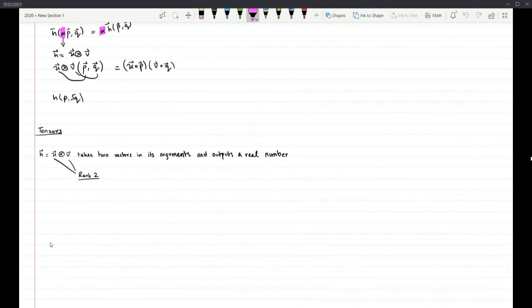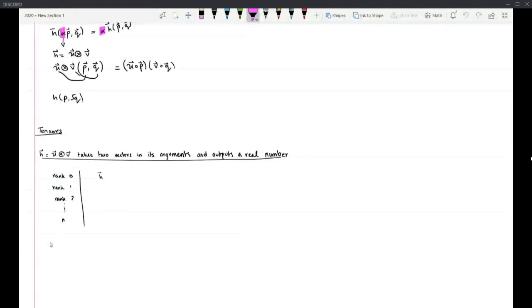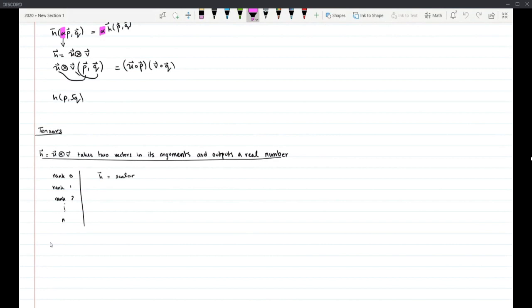So what is a rank? You need a way to classify your tensors, right? So a tensor can be classified as rank 0, rank 1, rank 2, all the way till n. And this is just because of our definition of a tensor. Rank 0 just means it's something which doesn't have an outer product inside. It must be a scalar. Okay, a rank 1 is H equal to U, but we can't have an outer product because we don't have a second vector, right?